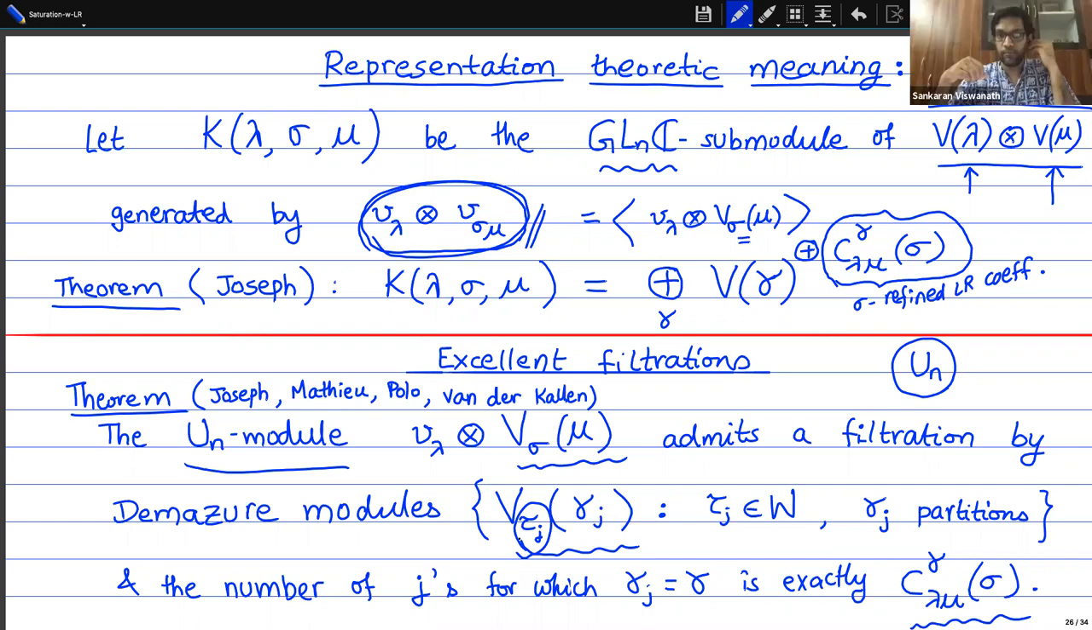Okay. The path models paper by Lakshmibai, Littelmann and Magyar actually works in that generality. They take multiple tensor products, so I suppose there is probably a version there, but I'm not sure. In that paper, they prove that this kind of tensor actually forms a basis. But they have not talked about this Joseph filtration, this excellent filtration.